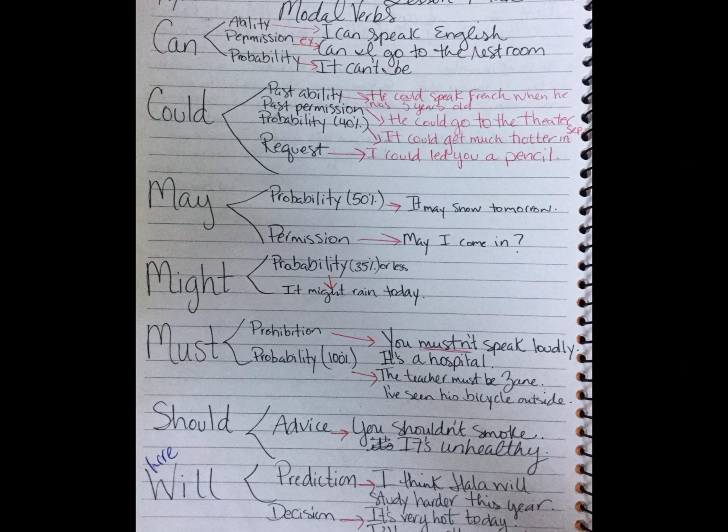Modal verbs: can, could, may, might, must, should, and will. We went over these. Here I have can, for ability. We can use it for ability. I can't speak English. We can use it for permission. Can I go to the restroom? You're asking permission. And for probability, it can't be true.